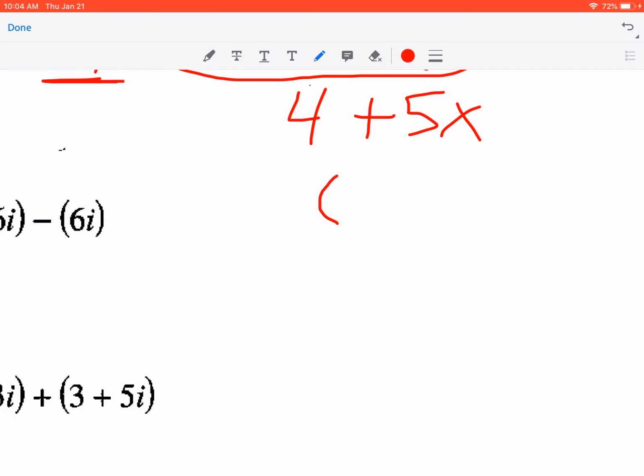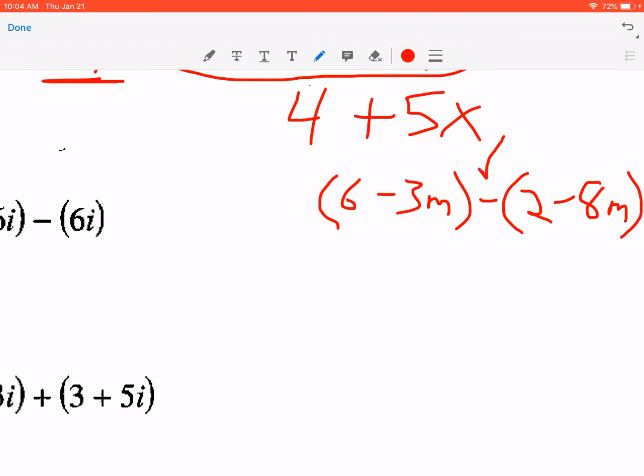So this goes back to last year. So if we had 6 minus 3m minus 2 minus 8m. Where it's different now is, just be careful. This is a Math 1 review problem. That negative in front of parentheses needs to be distributed to both the 2 and the minus 8m.